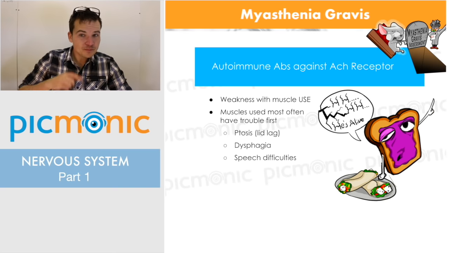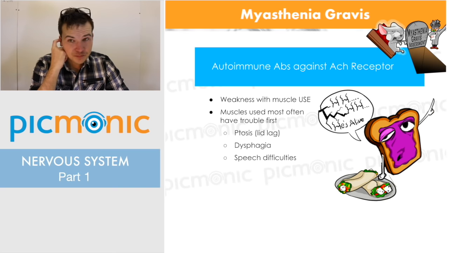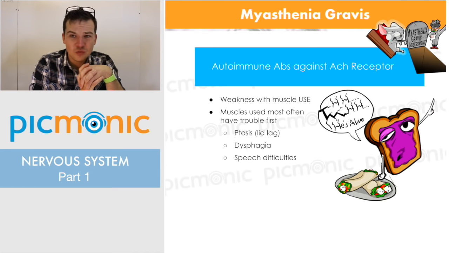So the next thing, myasthenia gravis. Myasthenia gravis is another really high-yield disease that you just have to be able to know what it is.